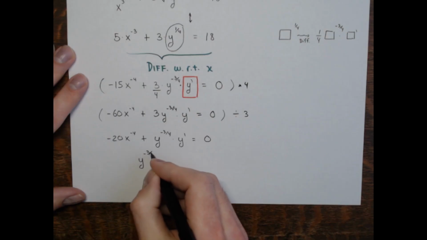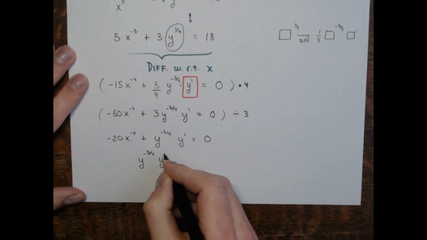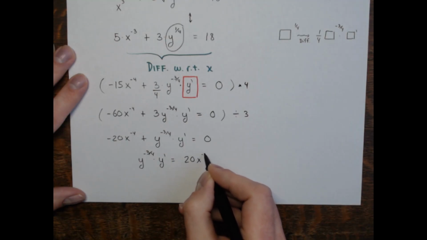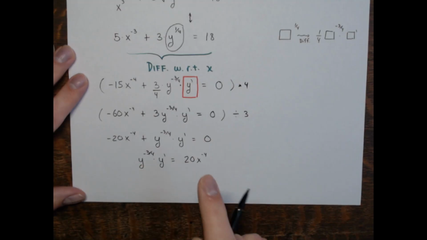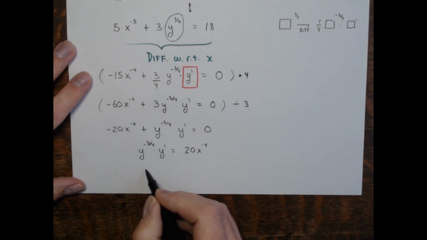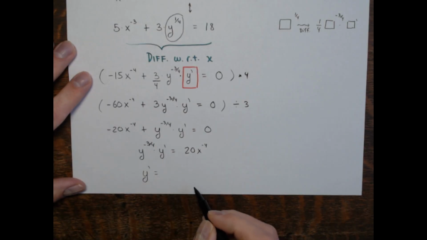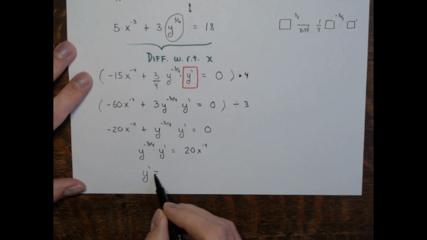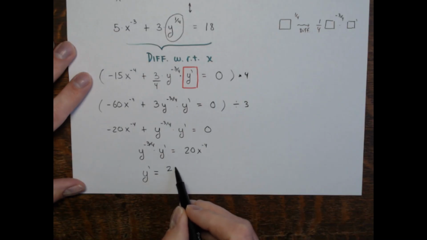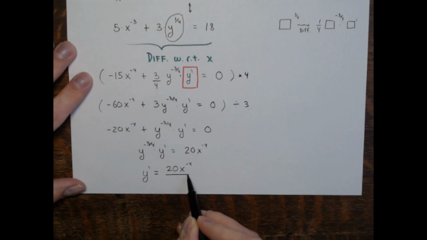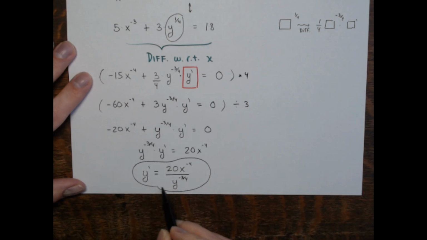So you got y to the negative 3/4 power times y prime equals 20x to the negative 4, and then divide by this y to the negative 3/4 power. So y prime, dy over dx, my slopes of tangent lines, my derivative formula, would be 20 times x to the negative 4 divided by y to the negative 3/4, and this is what I'll enter.